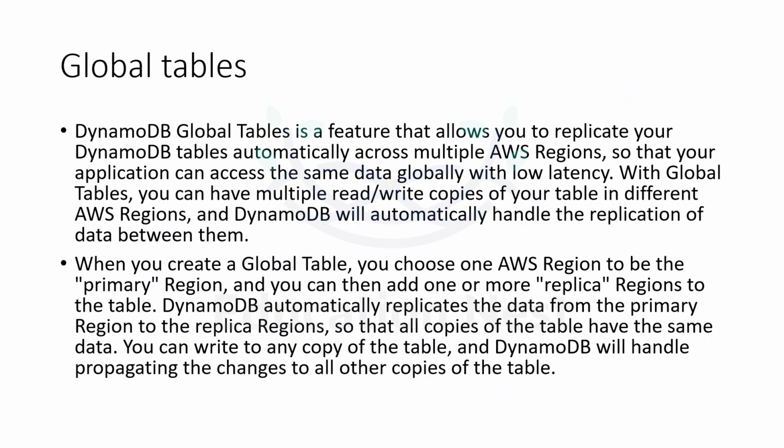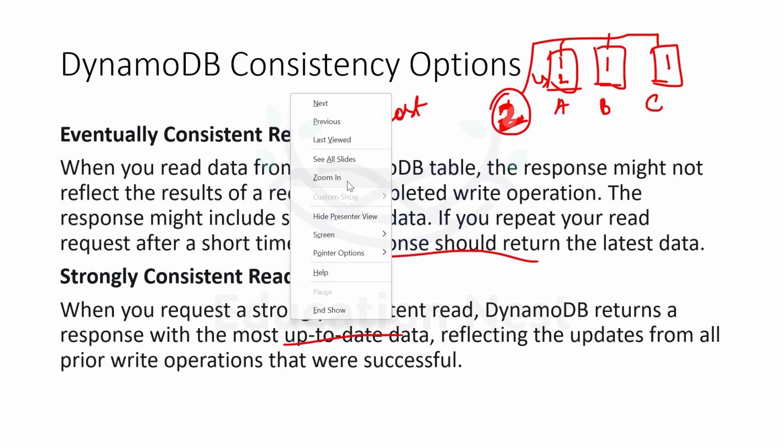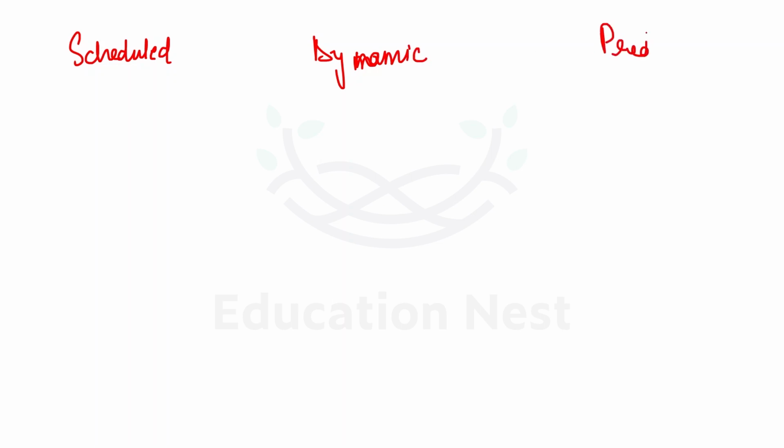The next topic that we are going to understand is global tables. Before we go to the global tables, I have one more important topic to discuss, which is about scaling. Okay, so let's take one blank screen over here. So we have three different types of scaling over here. We have scheduled scaling, okay, we have dynamic scaling, and we have predictive scaling mode.